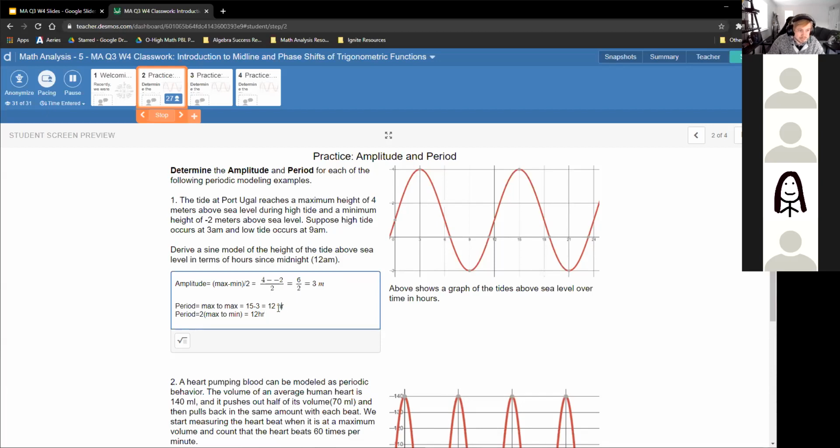I really think that this one here is a really important idea, so I want to highlight this for you guys. The distance from the maximum to the minimum, or from the minimum to the maximum, is always going to be half of the period, right? Because minimum to maximum is always half the circle. Does that make sense?